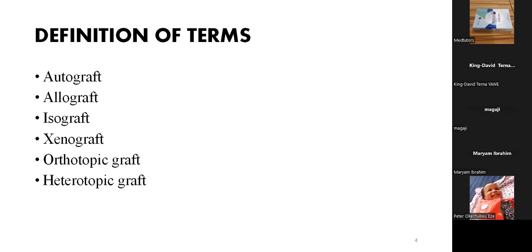Then xenograft is a tissue or organ from a different species that's been transplanted to an individual. Then autotopic graft is a graft from an allograft that is being transplanted into the same anatomical location that is gotten from the donor, while a heterotopic graft is a transplant of an organ in another anatomical location.